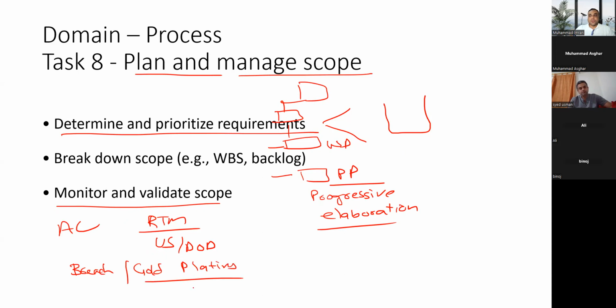And as a project manager, you are accountable to meet the project scope. Because if there is something like this, you will be in very grave trouble. So you have to plan the scope, you have to manage the scope.